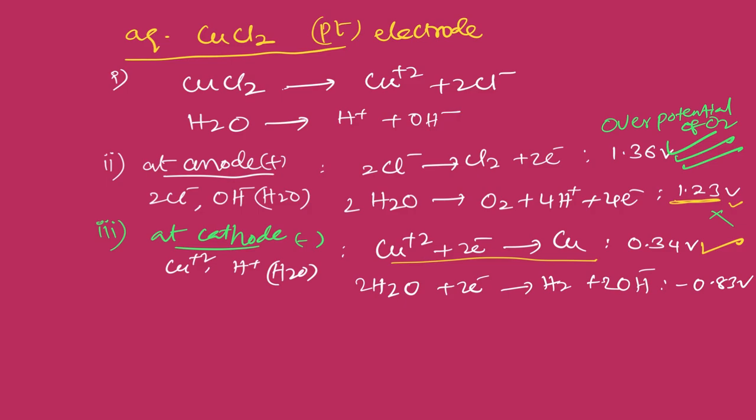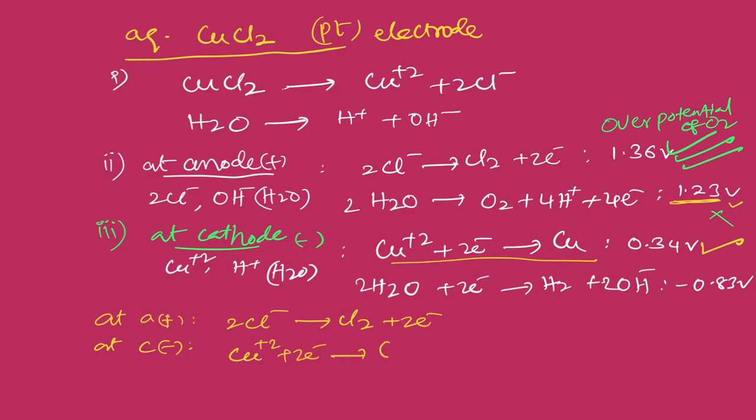So I will write the tick marks here. At the anode, there is a plus charge, which will be oxidized here: 2Cl- converts into Cl2 plus 2 electrons. At the cathode, that is minus, Cu2+ plus 2 electrons converts into Cu. So the products are Cl2 at the anode and Cu at the cathode. Cl2 and Cu. Very, very important.